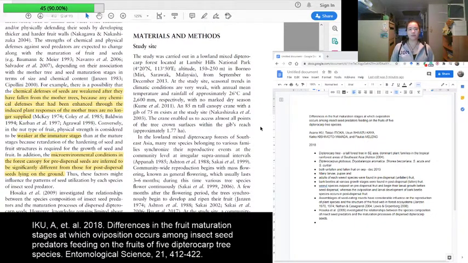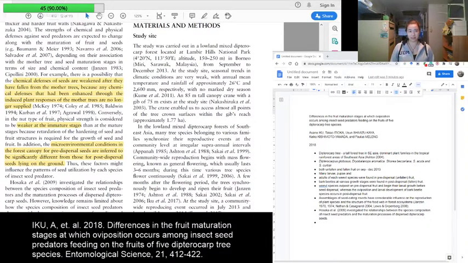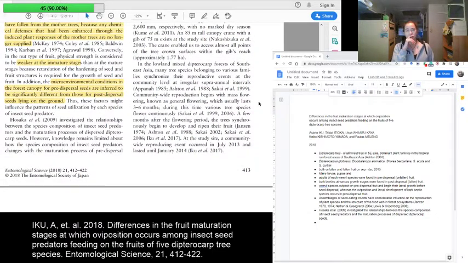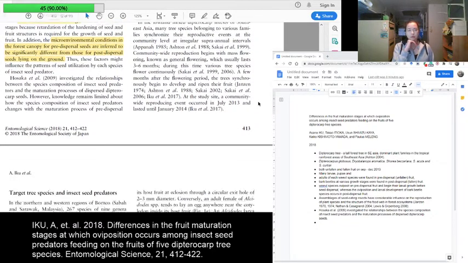Okay, we don't really need to know too much about the study site. So lowland forests basically in Borneo, September to December. Seasonal trends, a bit on that. Approximately 26 degrees. How much rain? 2,600 millimeters. So this is very specific to their forest.